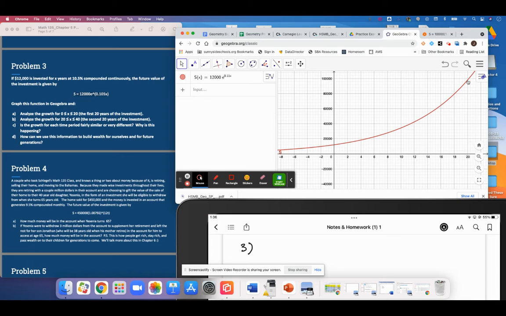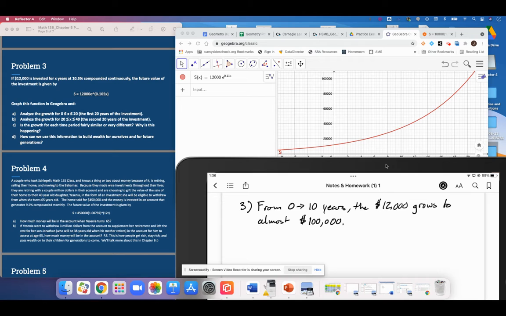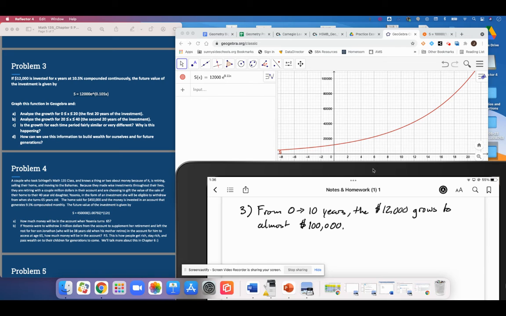So from 0 to 10 years, the $12,000 grows to almost $100,000. So we do have pretty significant growth there. We're gaining somewhere in the neighborhood of probably about $90,000 in the first 10 years there, which is pretty awesome. So remember that number, 90,000, is what we gained in the first 10 years.